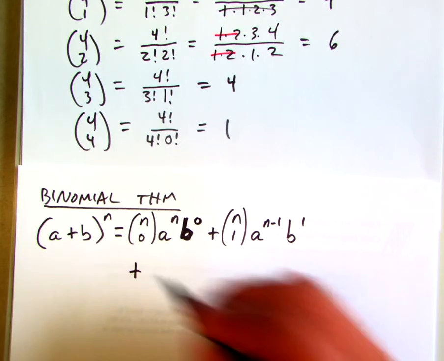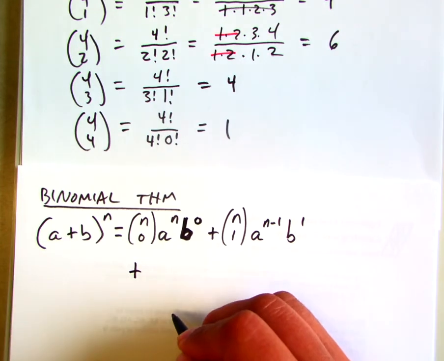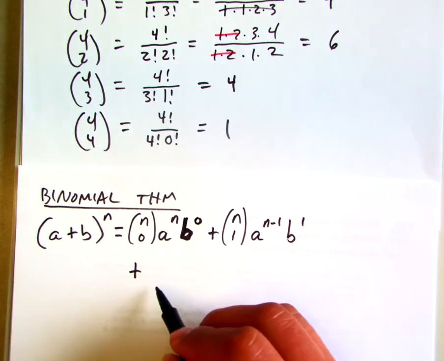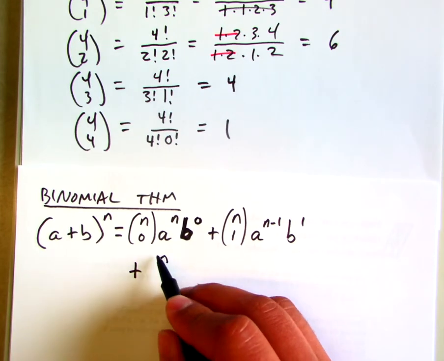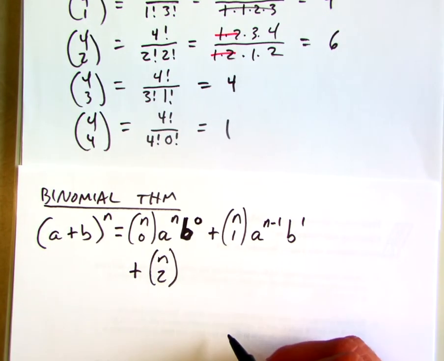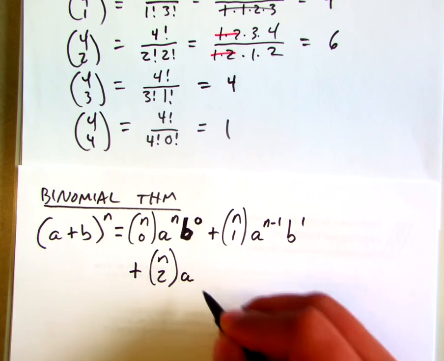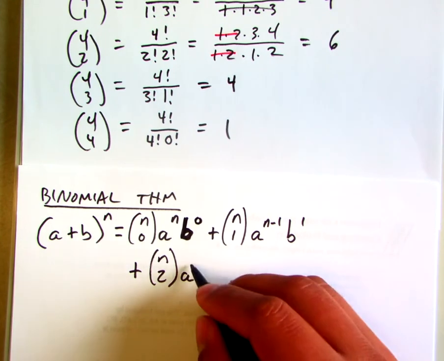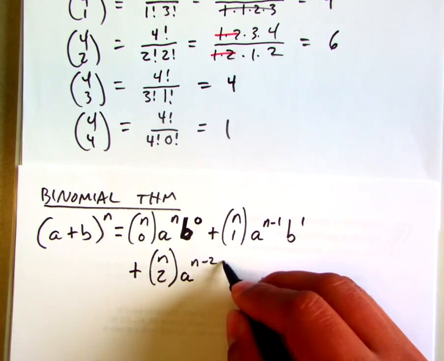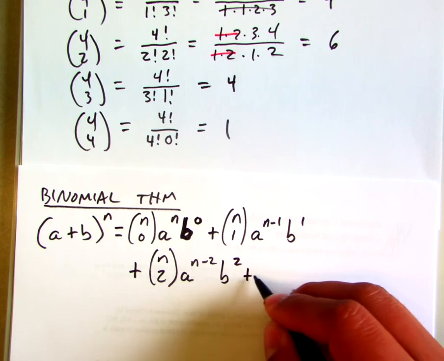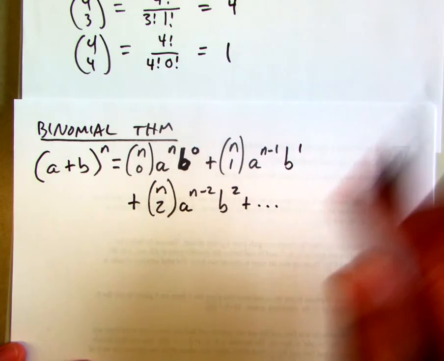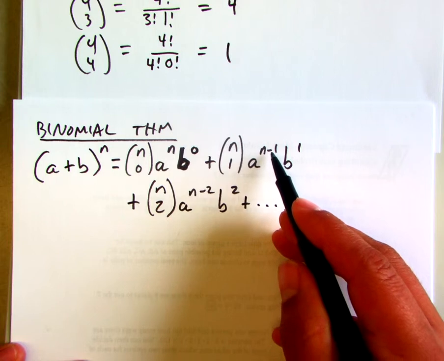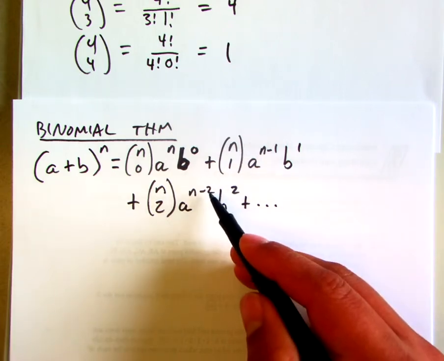Plus, let's do one more. What's the next binomial coefficient? N choose 2. Good. A to the n minus 2, b to the 2, and we keep going until... Wait, why did you do n minus 2? Because the exponent for a keeps continuing. Yes, exactly.